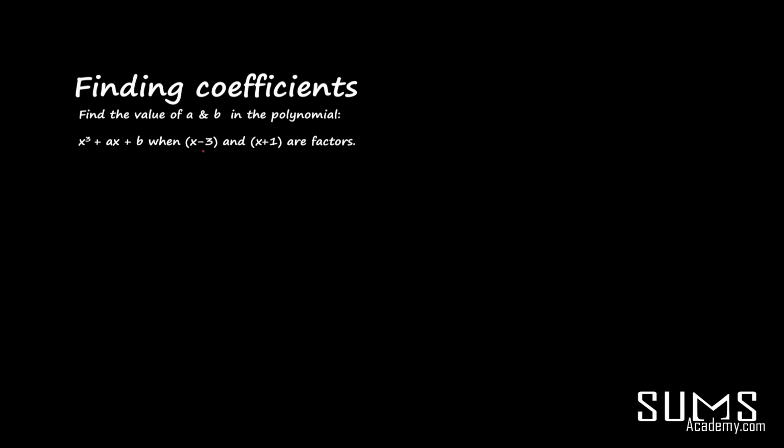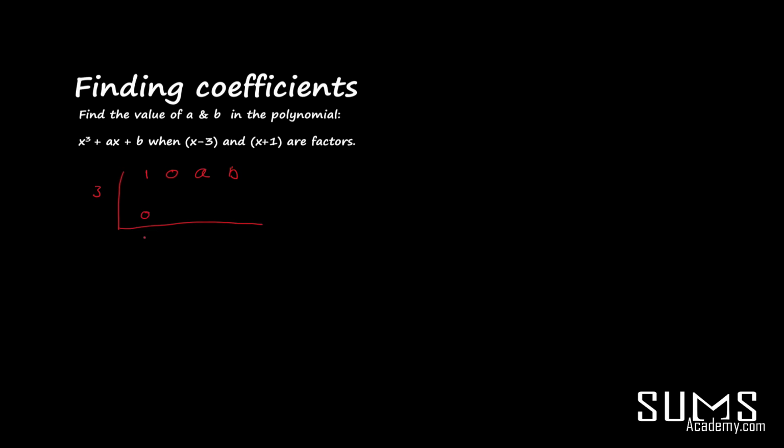Well, we're told that x minus 3 and x plus 1 are factors. So we can use this to create two equations. And if we have two equations and two unknowns, then we will be able to solve them. Let's first start off with x minus 3. So what are our coefficients there? 1, 0, a, and b, because you don't have an x squared term, so that's why it's 0.